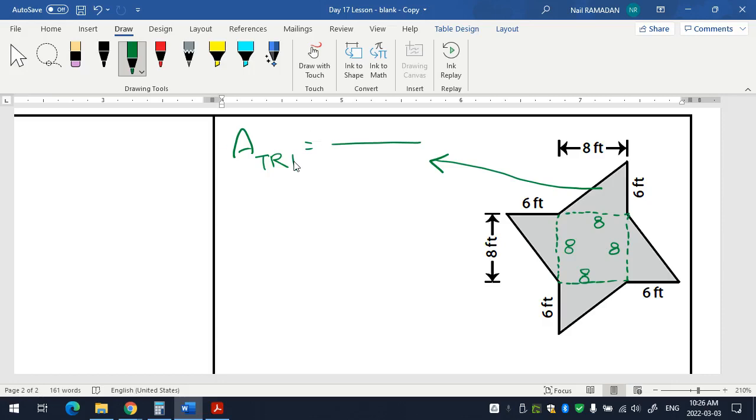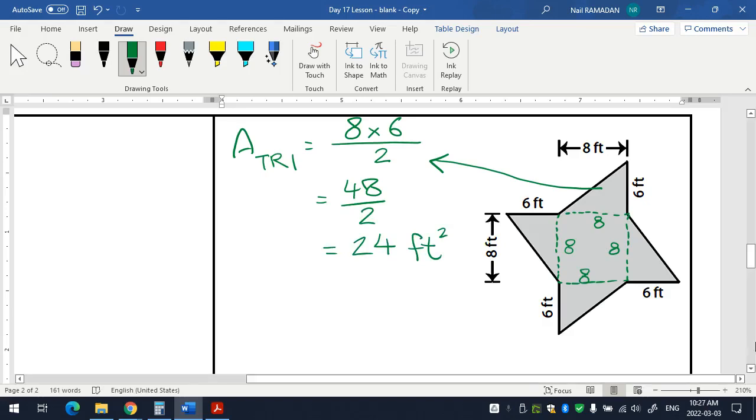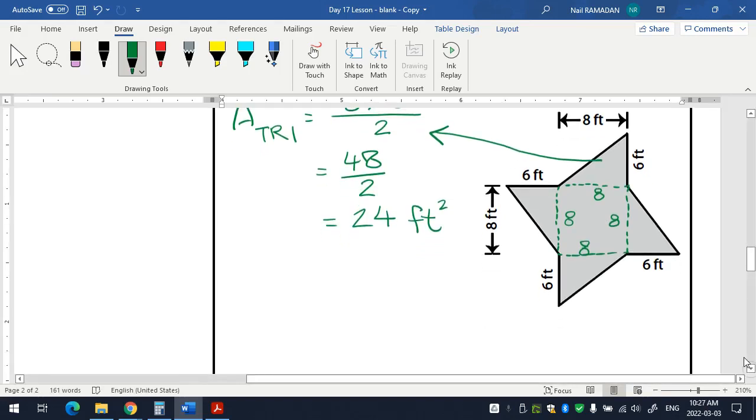Okay, good. So let's do A tri. The triangle has a base of 8 and the height of 6, it shows up here. 8 times 6 divided by 2, which is how much? Which is 48 divided by 2, which is 24 feet squared. Good. Now let's point to the inner square.